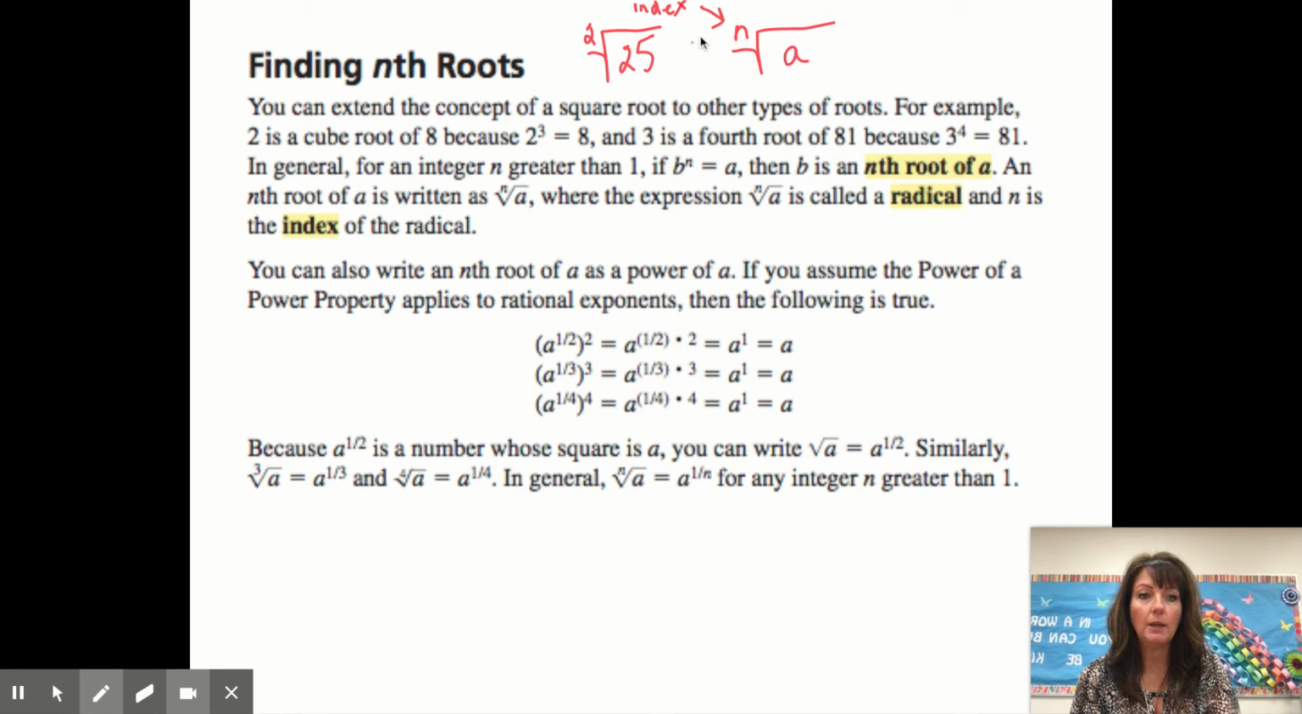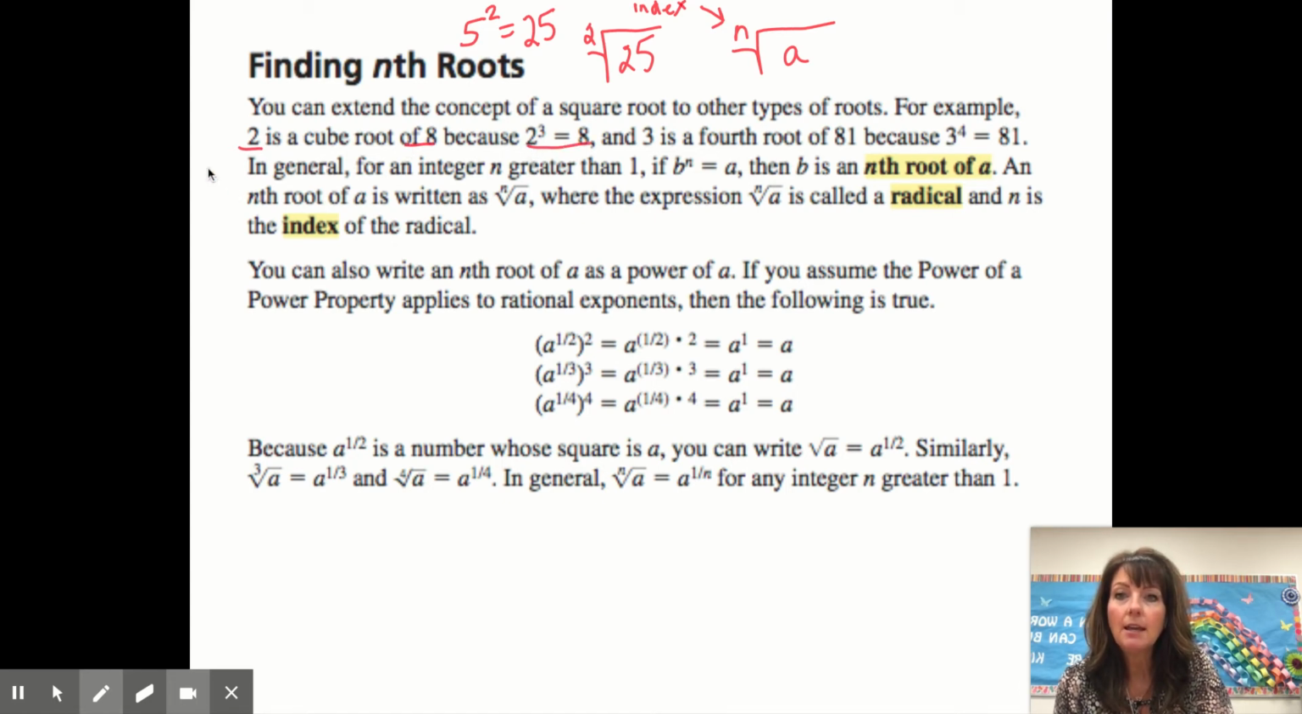We can have a cube root. We can have a fourth root. We can have a fifth root. Since the square root of 25 is 5, it is basically saying that 5 squared is equal to 25. It's bringing up this relationship. In this example, they're talking about a cube. It says, for example, 2 is the cube root of 8. So 5 was the square root of 25, and 2 is the cube root of 8 because 2 cubed is equal to 8.